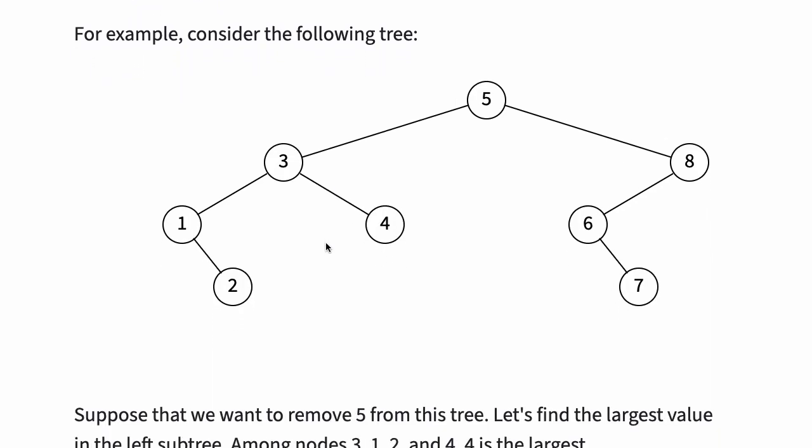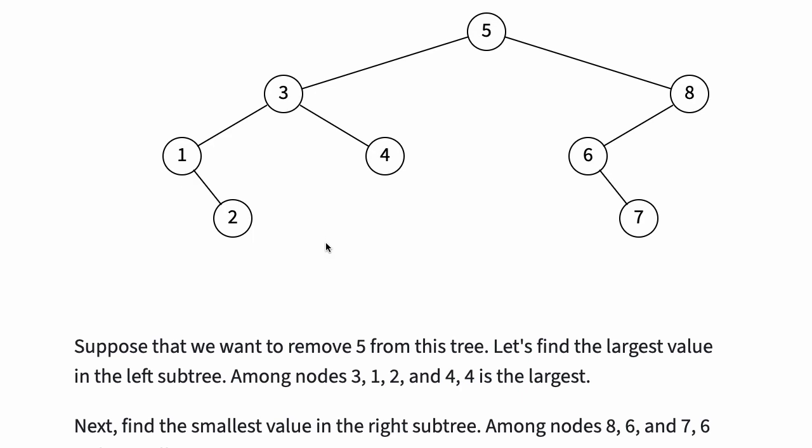For example, consider this tree. Suppose that we want to remove 5 from this tree. Let's find the largest value in the left subtree. Among the nodes 3, 1, 2, and 4, 4 is the largest. Next, find the smallest value in the right subtree. Among the nodes 8, 6, and 7, 6 is the smallest. Let's replace 5 with 6. First, change the root node value to 6.